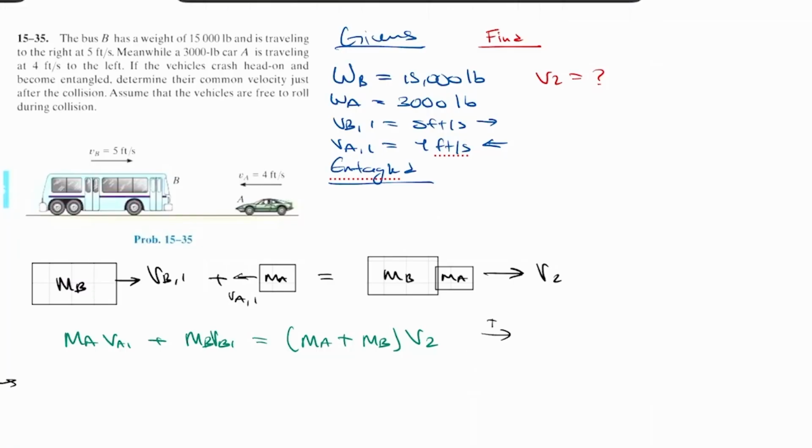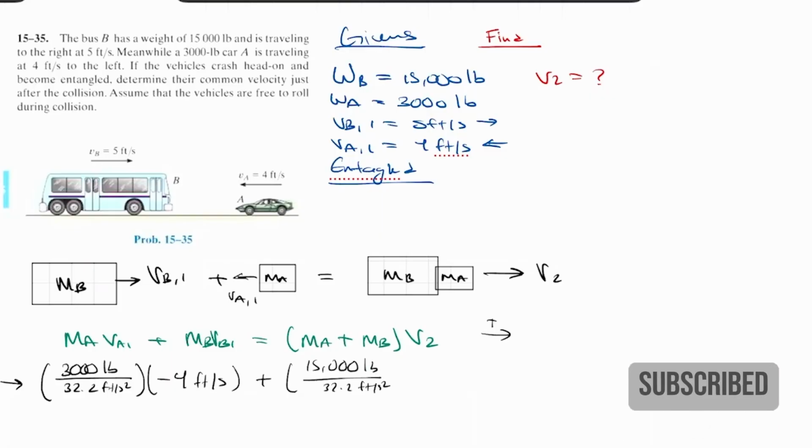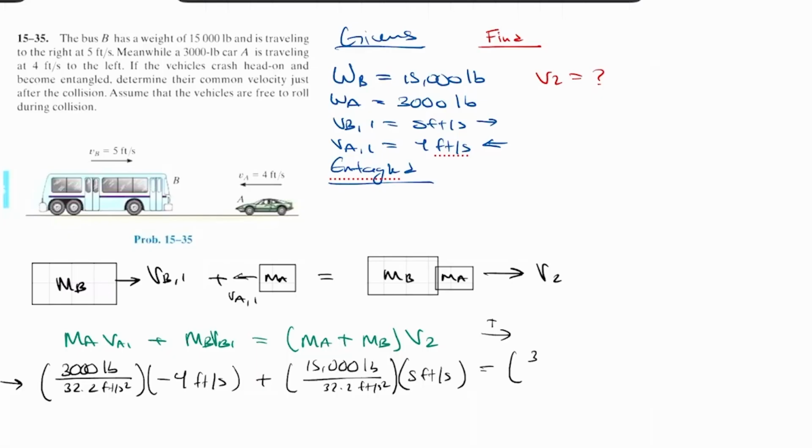So substituting here, we are going to get the mass, so that will be 3,000 pounds divided by 32.2 feet per second squared, so we can get the mass in slugs, times VA1, that is -4 feet per second, plus 15,000 pounds divided by 32.2 feet per second squared, times 5 feet per second. All right, and this is going to equal 3,000 plus 15,000 divided by 32.2 feet per second squared times V2, which we do not know.